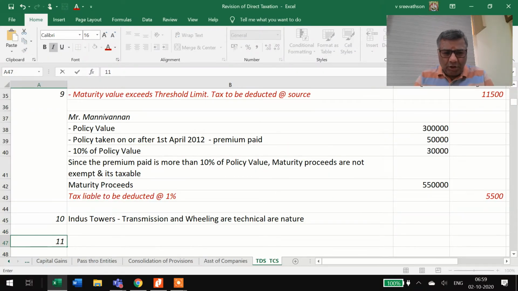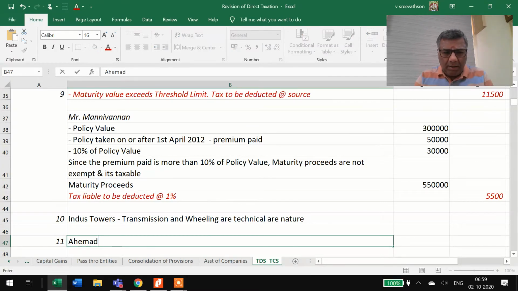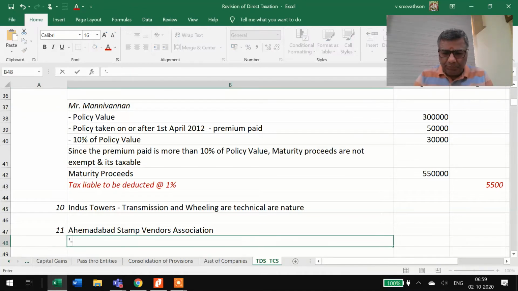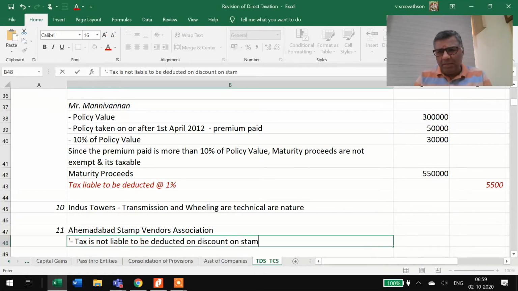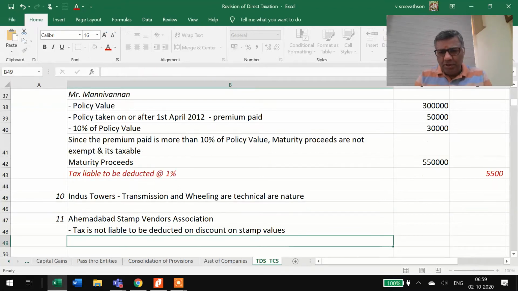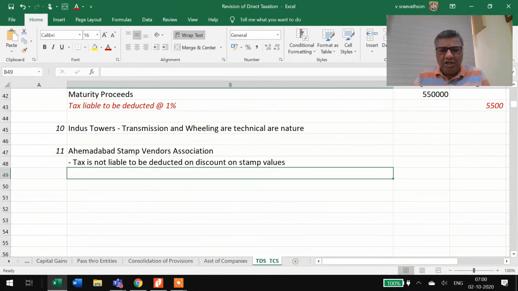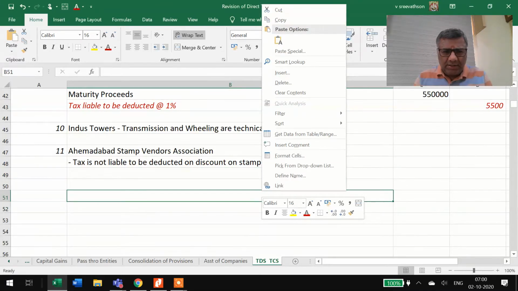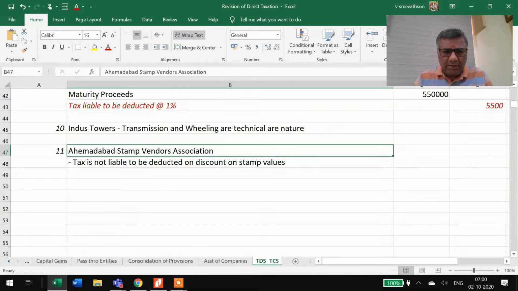Discount on stamp vendors, discount price for airline operators. The 11th question I am covering. Ahmedabad Stamp Vendors Association: tax is not liable to be deducted on discount on stamp values because it is more like cash. You are not liable to deduct tax at source. This is one case law.